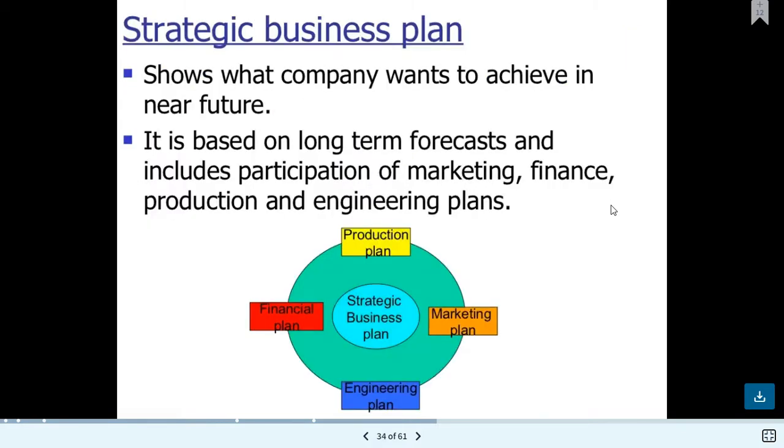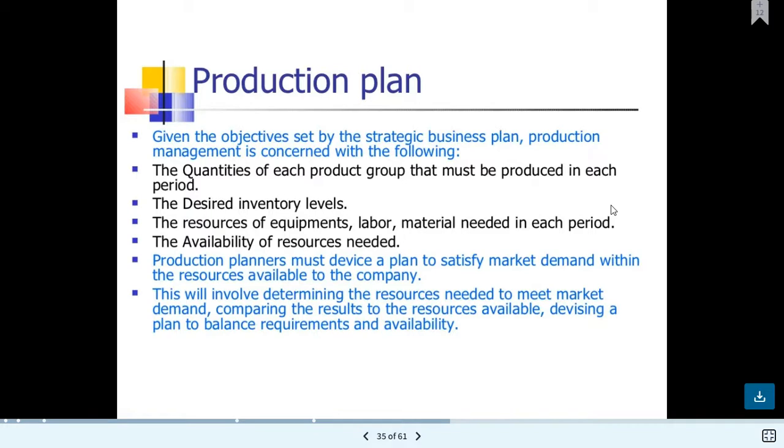Strategy, business plan. This is what the company wants to achieve in the near future. It is based on long-term forecasting and includes the participation of marketing, finance, production, and engineering plans. Production plan: given the business plan, production management is concerned with the quantities of each production group that must be produced in each period, the desired inventory levels, the source of the equipment, labor, materials needed in each period, and the availability of the resources needed.